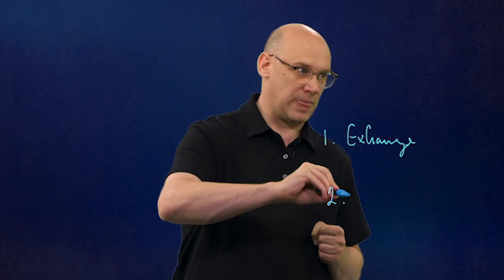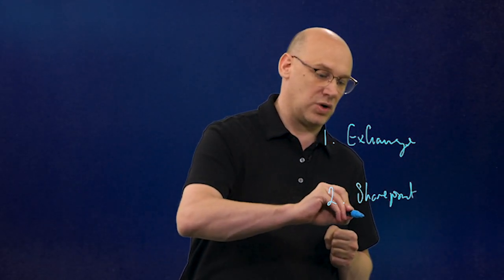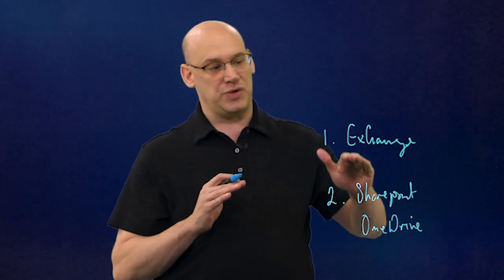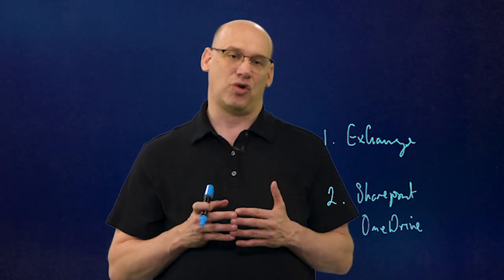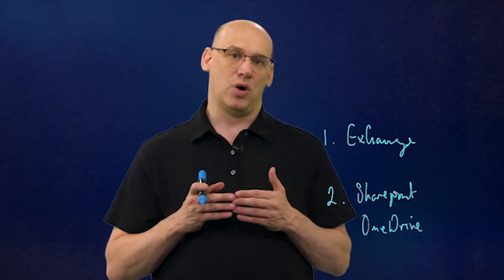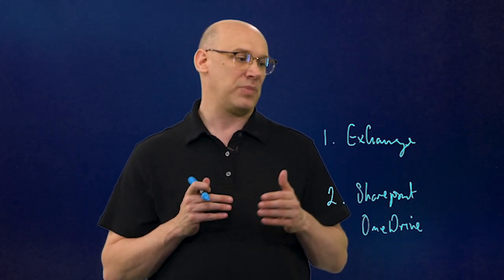So firstly, number one, the first access control model is by Exchange. The second access control model is by SharePoint and also OneDrive. These two distinct security models have role-based access control tied to them. They also allow you to control who can see what and the flow of information.